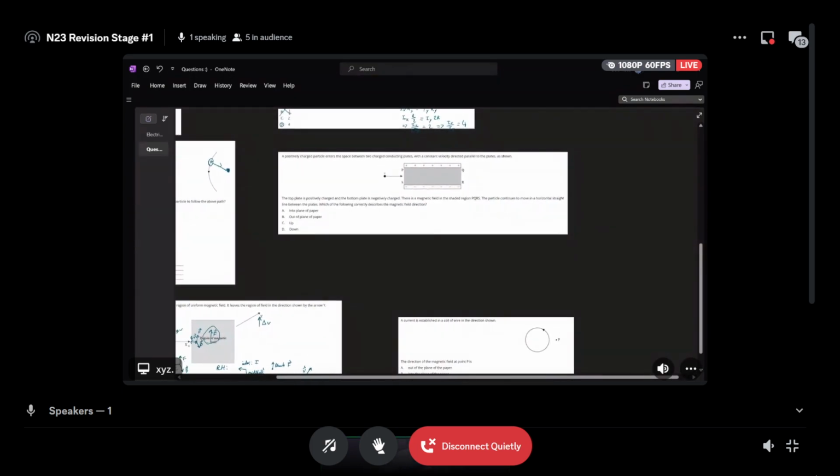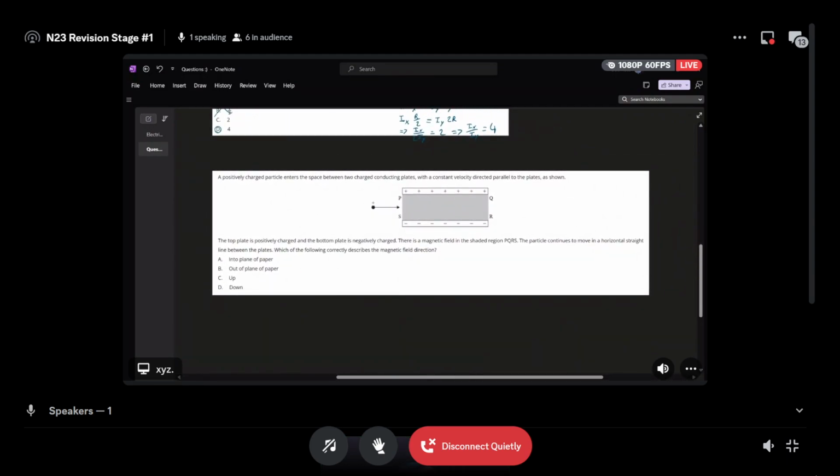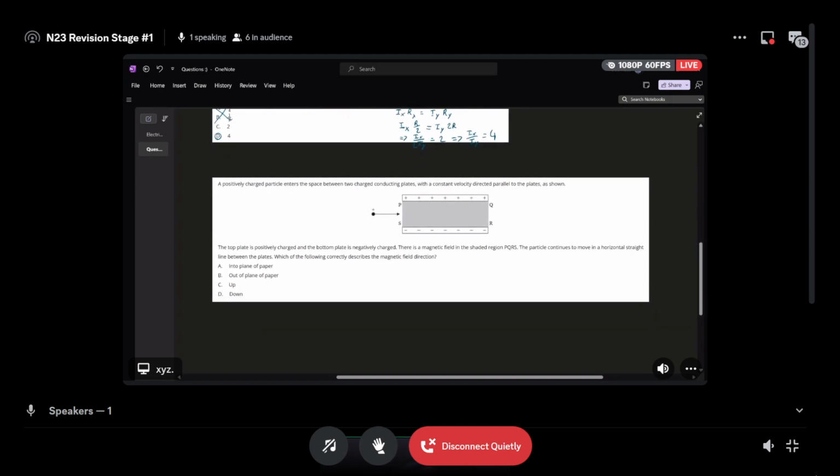Okay, should we do this question? This is a very good question because it combines electrostatic forces and magnetic forces. Should we? I'll give you like a minute to try and solve this one while I get some water.